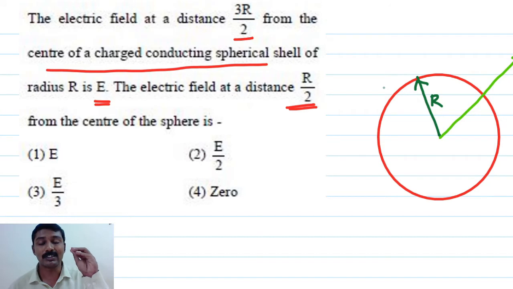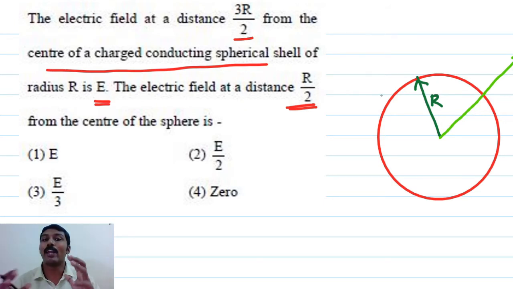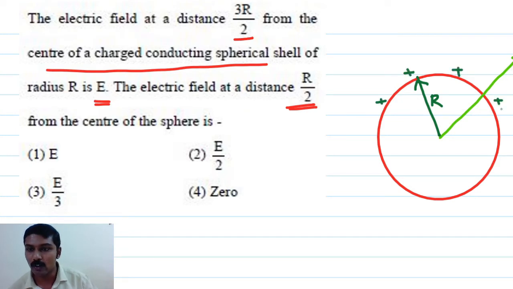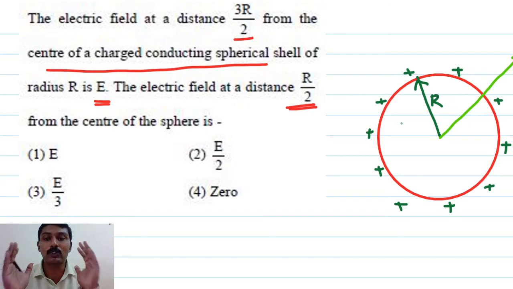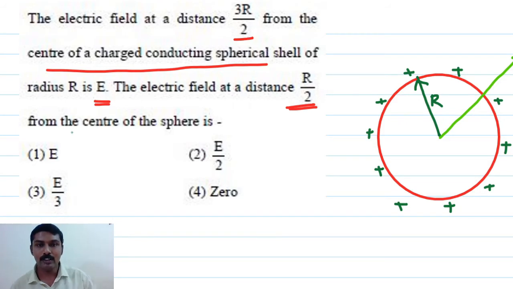Now the sphere is charged. What will happen if you supply some positive charge on the conducting sphere? The basic idea is that due to electrostatic repulsion, all the charges tend to move to the maximum possible distance, which is onto the surface. Because it's a conducting sphere, the charges can move. So all these charges accumulate on the surface, which I have roughly shown with positive charges distributed like this. There is no charge inside the sphere, so the electric field is 0 inside the sphere. According to the question, outside at 3R by 2, the electric field is E.